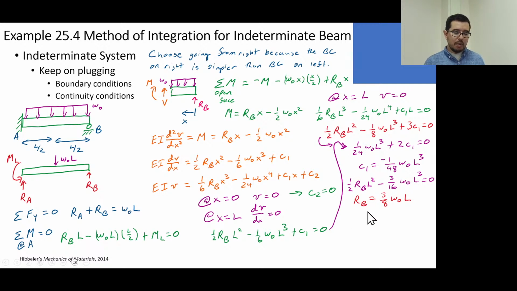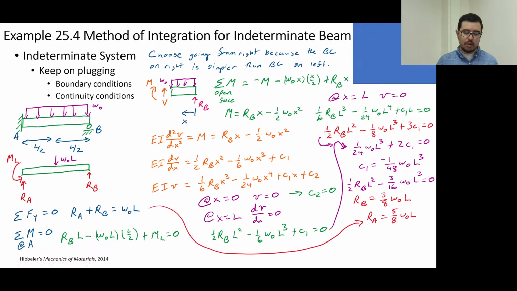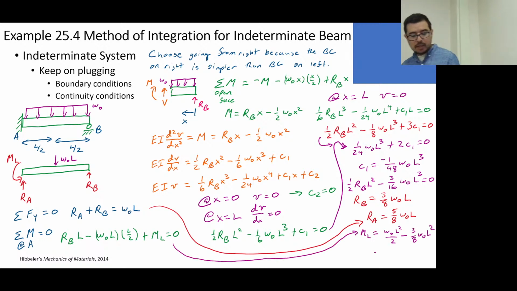Finally, we did all that work so we could get RB. Now if we have RB, we know RA. Okay. If we have RB, we also have ML. Okay. So now we can figure out the end result. Okay. Any questions on that?